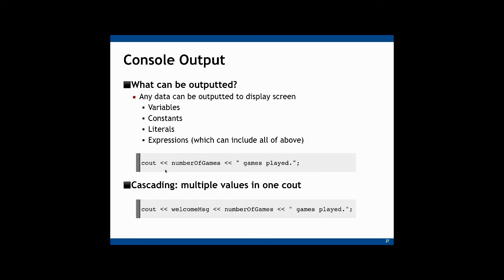And we can use two variables in one cout. So if you look here, this one and this one are variables. We can use multiple variables and values in one cout statement.